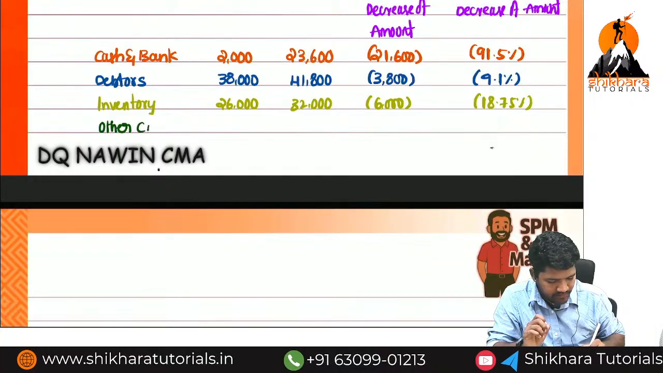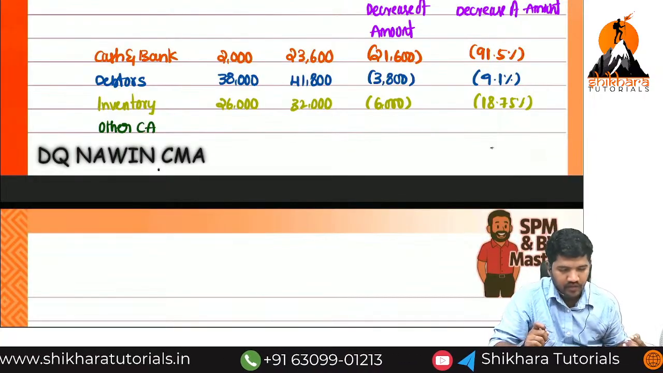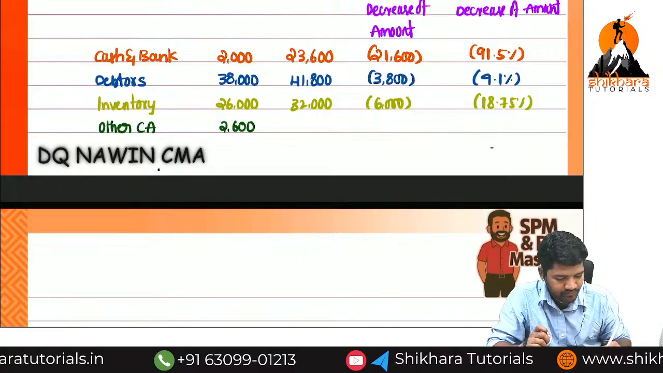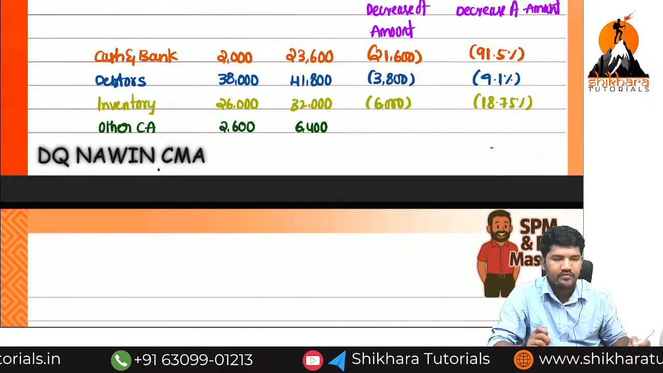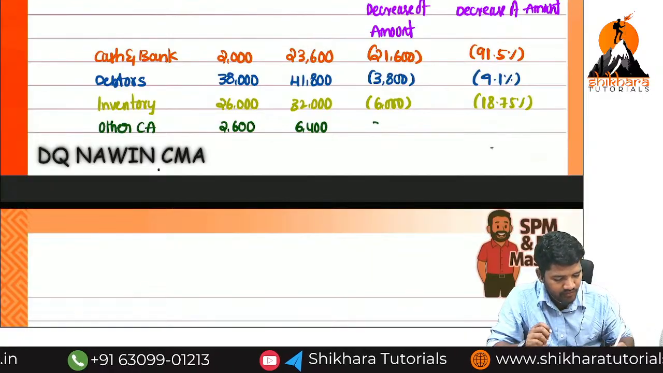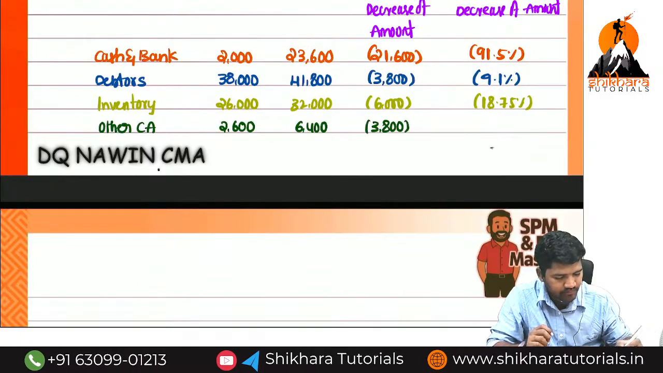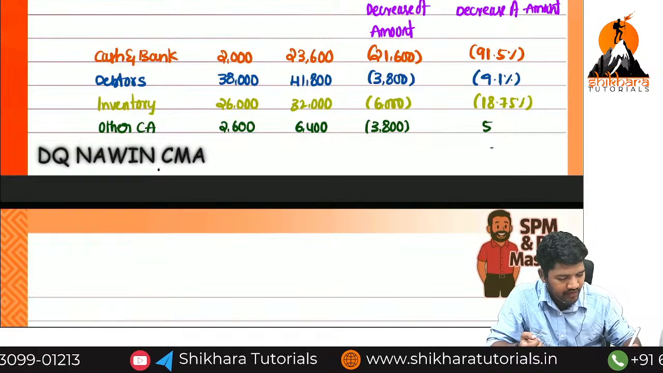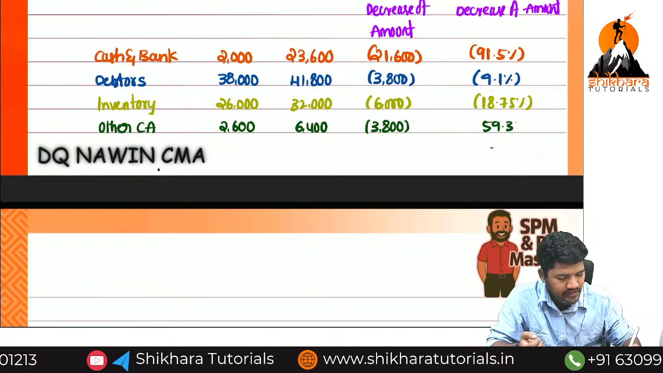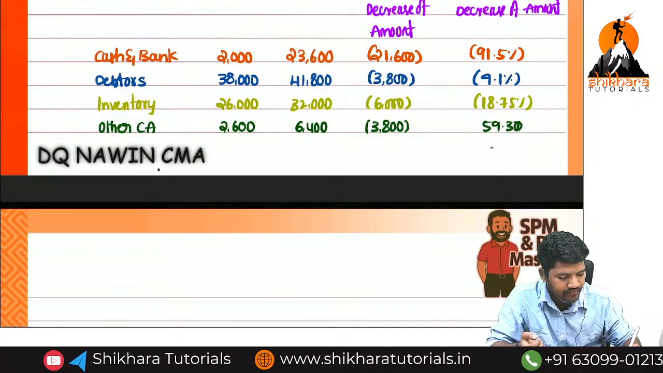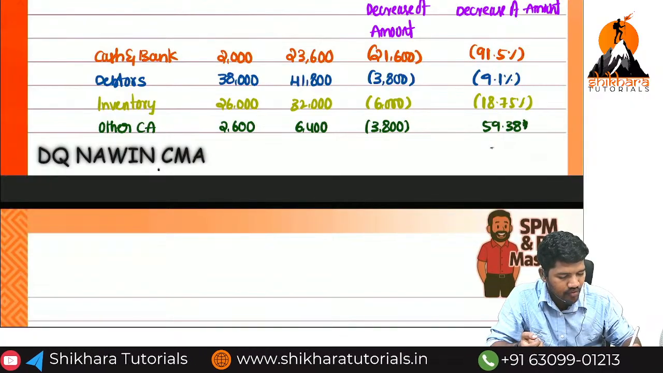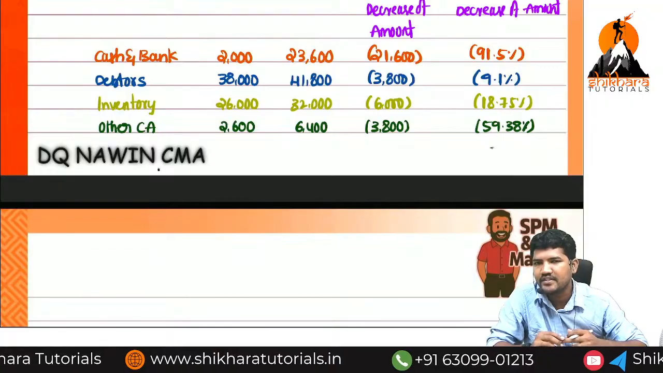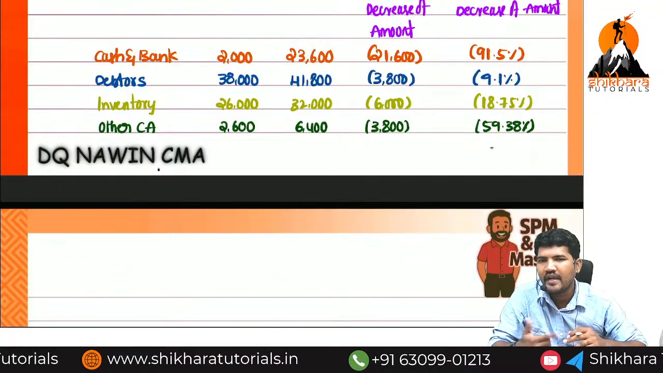Other current assets. Current year 2,600. What about the previous year? 6,400. Now what's the difference? 3,800 negative. Percentage increase or decrease? 59.37%. So I hope you understand how to write the comment. If it decreases, you have to figure out why it decreases. If it increases, you have to figure out why it increases.